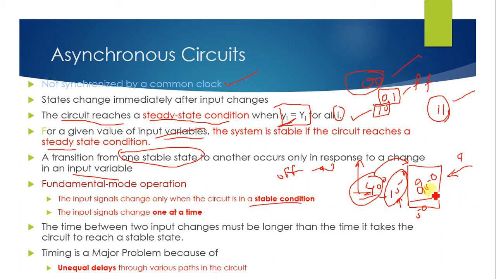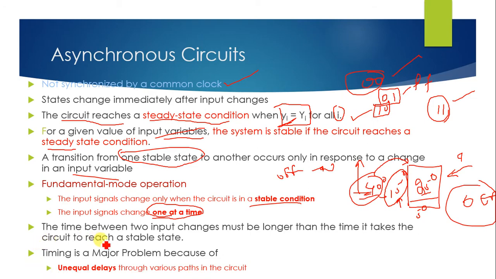Here the temperature has reached 25. What should be the condition of the compressor? Off. So an input signal change occurs only when the circuit is stable. It has stabilized at 25, so the compressor is off. Second, the input signal changes only one at a time. That is also one fundamental thing.